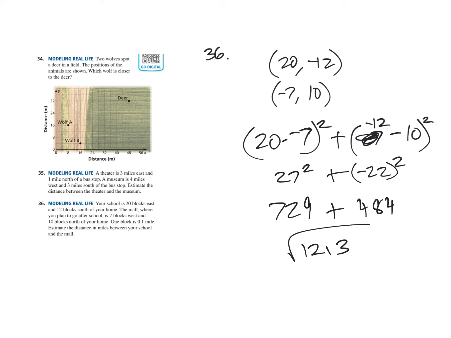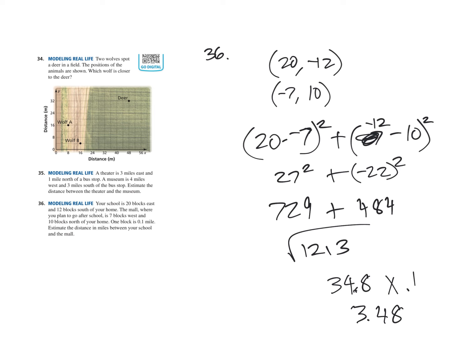So take the square root of 1213. Oops, I keep putting in the wrong thing here. And that is 34.8. Now multiply that times 0.1, because it's 34.8 blocks. So times 0.1, and you get 3.48. Not too far.